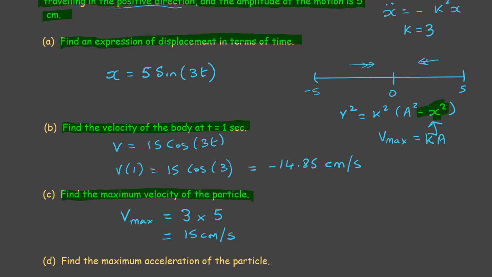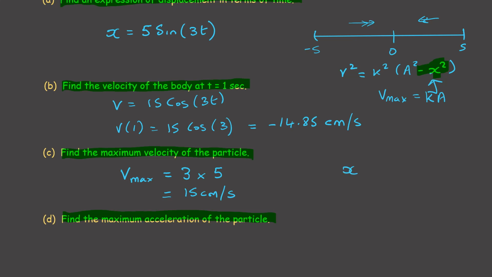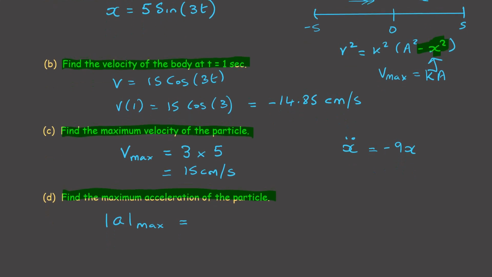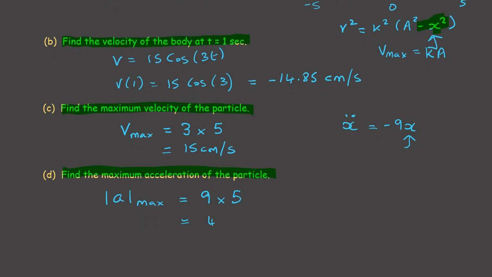And finally, in this question, we want to find the maximum acceleration of the particle. So we know x double dot is equal to negative 9x, and therefore the maximum acceleration is just going to be 9 times the maximum value of x, which is the amplitude, and so that is 5, giving us 45 centimetres per second squared.